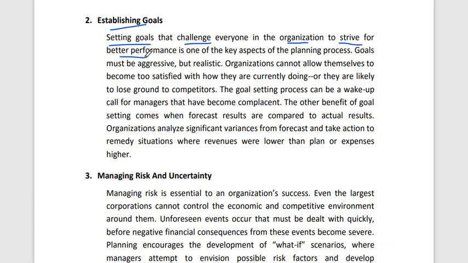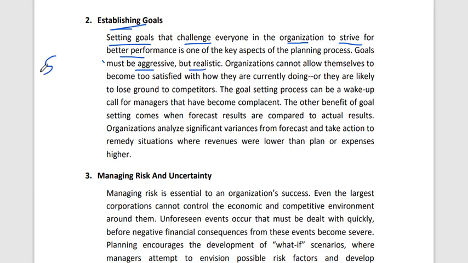Let's assume that today we make 50 mobile phones in a day. So now we make the goal that in the future, in 2 months or 1 month, we have to make 100 mobile phones per day. So everyone in the organization, workers and managers, will give better performance to complete that goal. So we can get better performance by establishing goals. The goal must be aggressive but realistic.